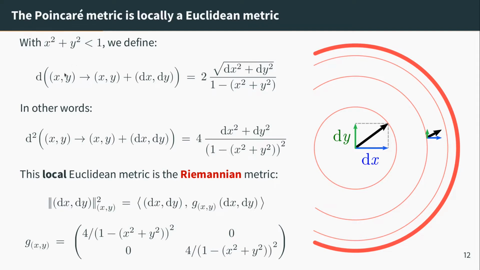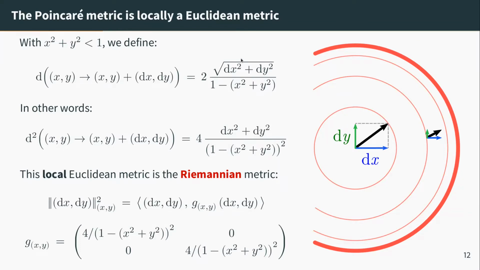And then we are going to decide that the distance between a point (x, y) and a point (x, y) plus a small velocity vector (dx, dy), if dx and dy are infinitesimally small, is equal to this formula, and we're going to explain where this formula comes from. It's equal to 2 times the Euclidean norm of the vector (dx, dy) divided by 1 minus x squared plus y squared.